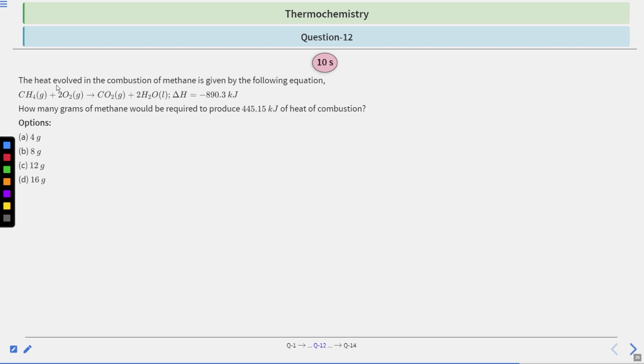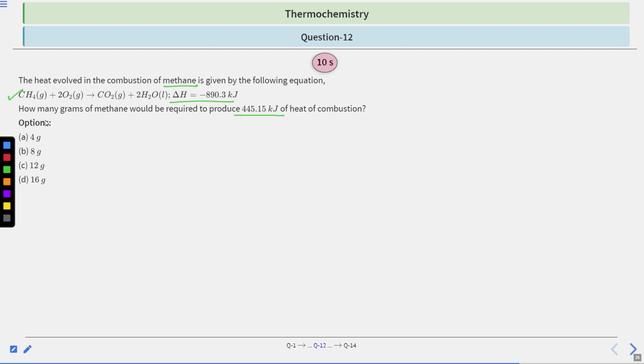Okay, so let's move to question number 12. The heat evolved in the combustion of methane is given by the following equation. So we have an equation here for the combustion of methane: CH4 plus 2O2 will give you CO2 plus 2H2O, and the heat evolved in this reaction is minus 890.3 kilojoule. So how many grams of methane would be required to produce 445.15 kilojoule of heat of combustion?